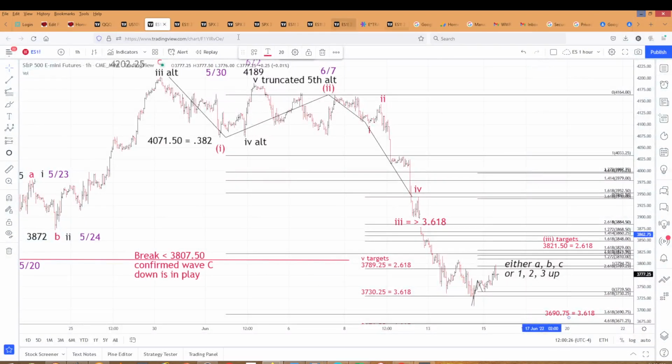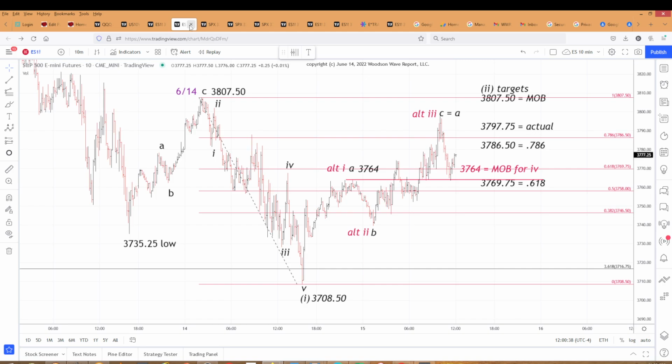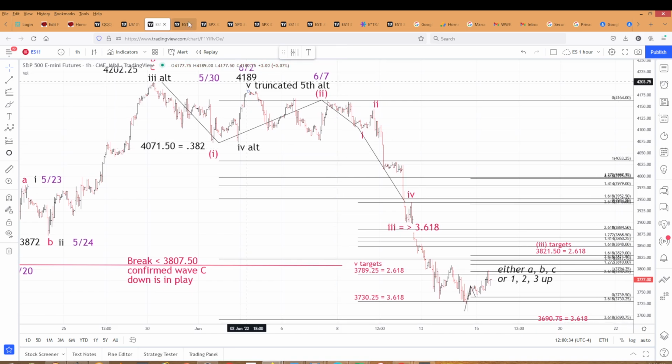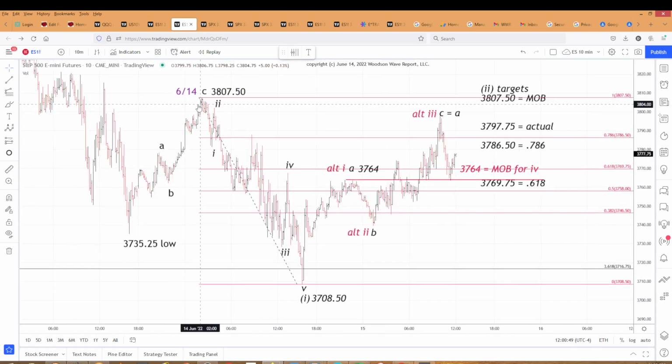Okay, let's get down and get a little closer here with a 10-minute. Okay, here's that 3807 high. Let me get it right up in here. And from there, that was on the 14th, which was yesterday. This is a 10-minute chart.